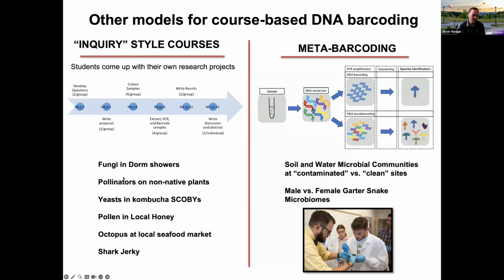project here at JMU, looking at fungi in dorm showers, pollinators of non-native plants, yeasts and kombucha scobies, pollen in local honeys, the taxonomic identity of octopus at local seafood markets, and looking at shark jerky and what sharks were present in the jerky.